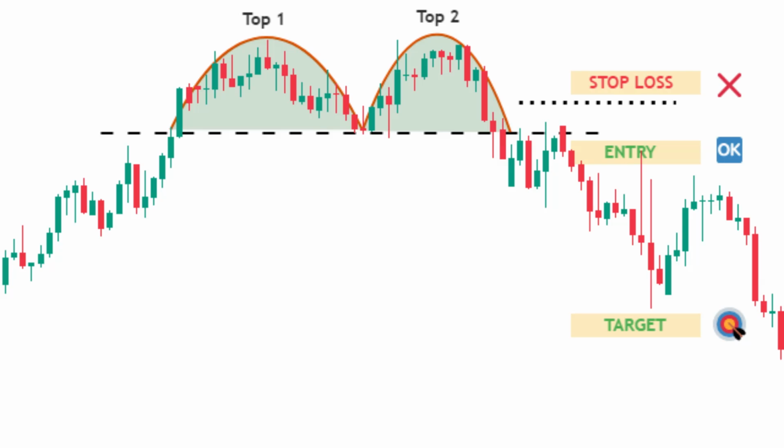against the setup. The target level highlights the projected area where the price is expected to move once the pattern completes. Together, these levels make the structure of the trade easy to understand and illustrate how the double top pattern can be used in a practical trading scenario.